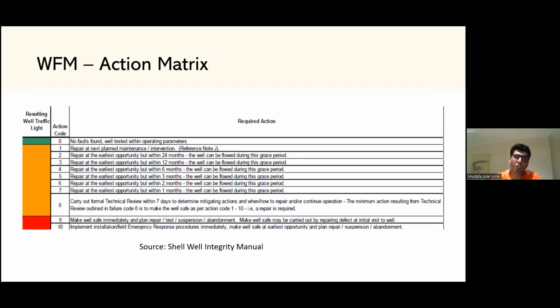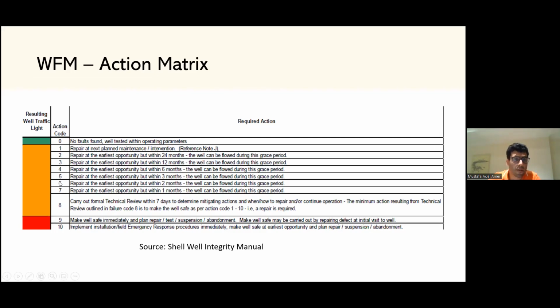A well failure model action code can be interpreted as follows. It depends on the organization. Each organization defines it differently. For example, if the well has a 0 action code, it means that the well is fine, everything is tested and perfect. If the well has an action code of 1, repair it in the next planned intervention. For example, if you are planning to change the completion in 4 years, okay, go in 4 years and change it, and you don't need to take any urgency.